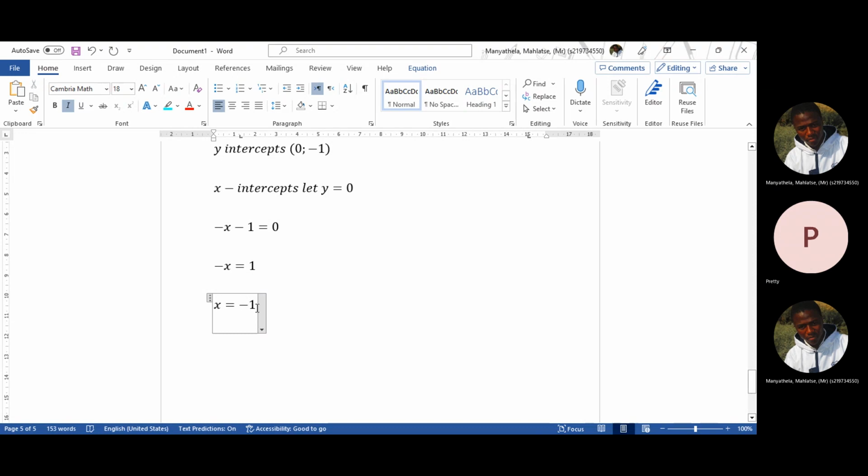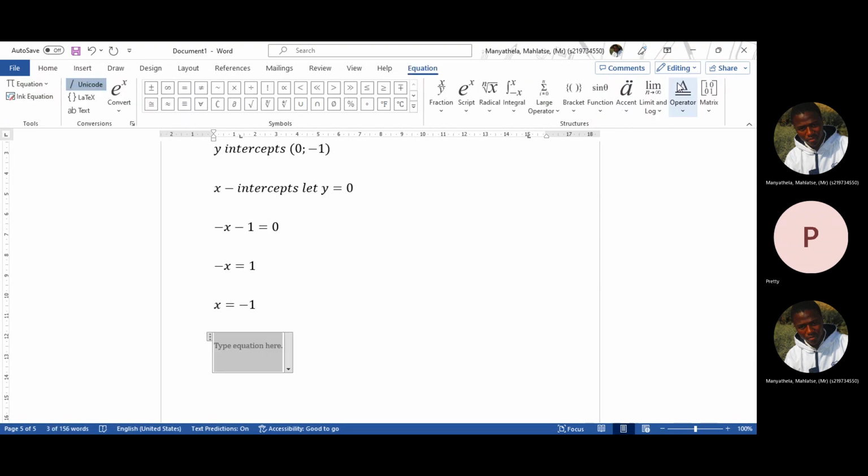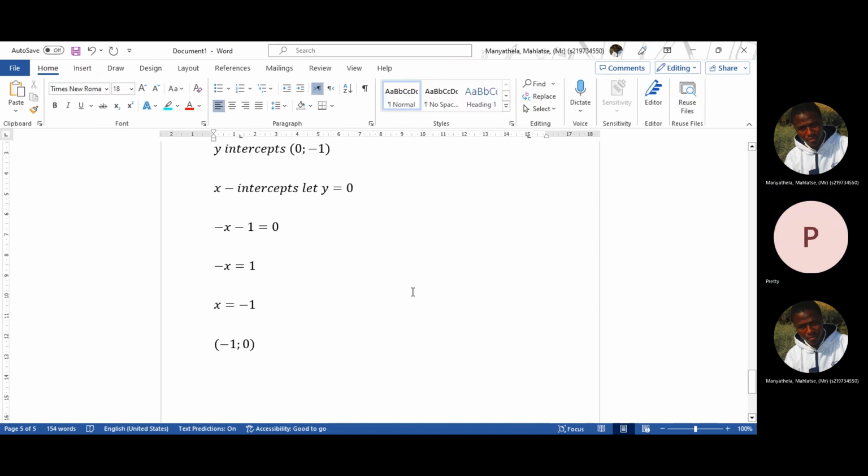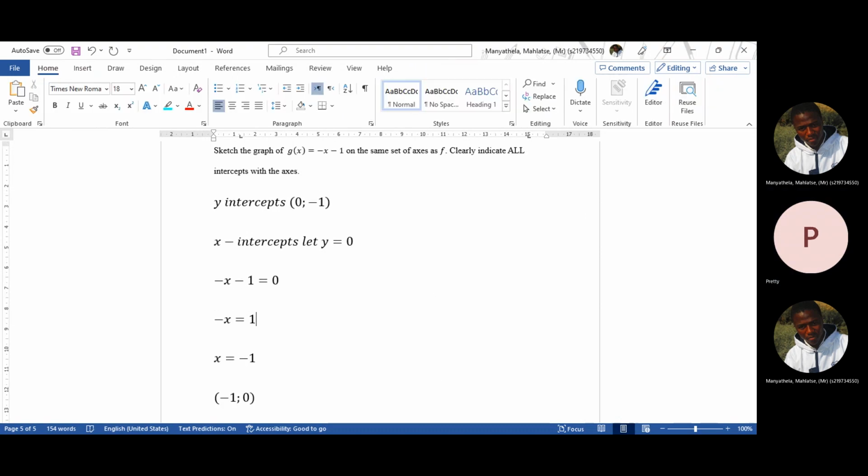So your x-intercept is -1 and 0. So you have the x-intercept and the y-intercept. Let's go to the whiteboard and plot it on the same set of axes.